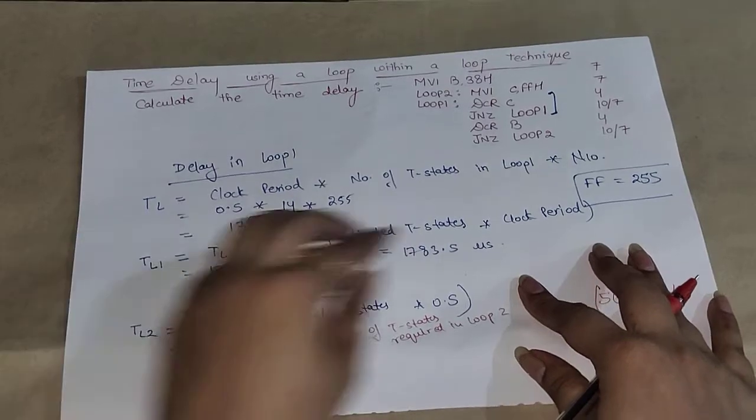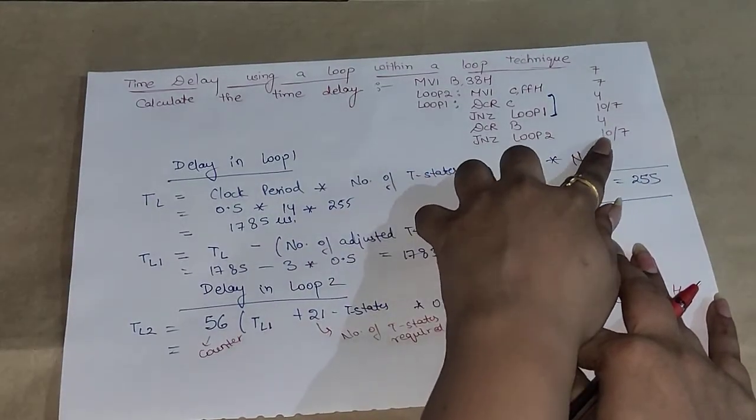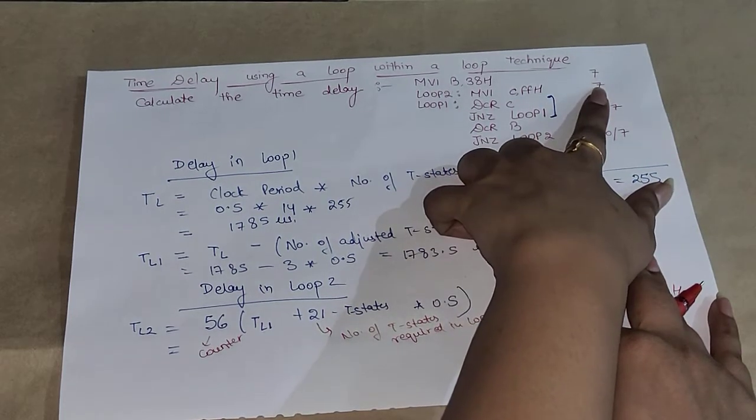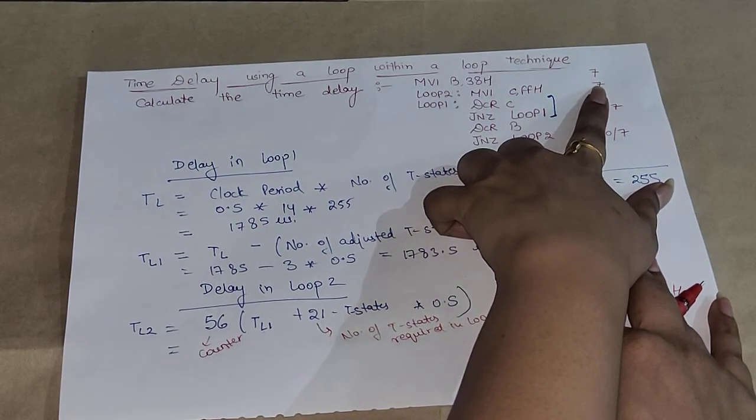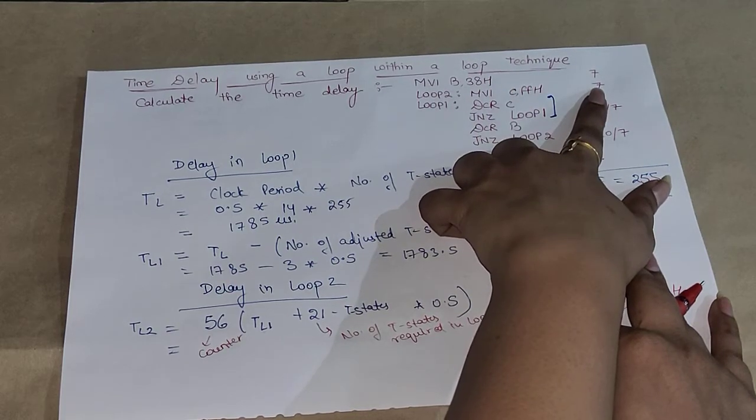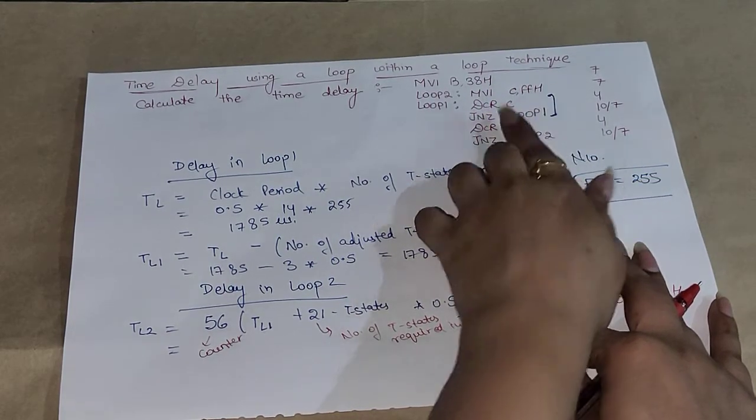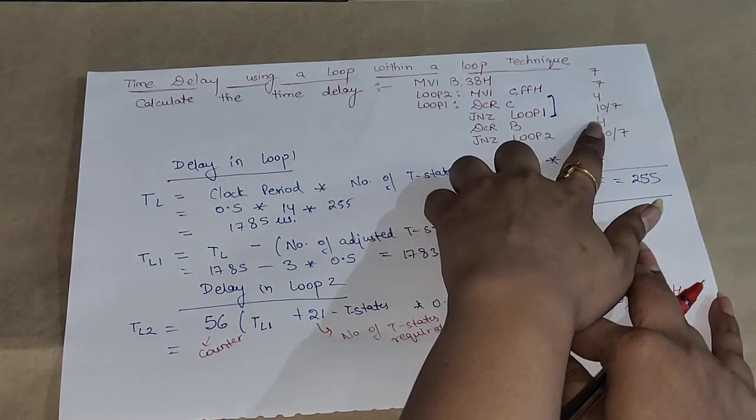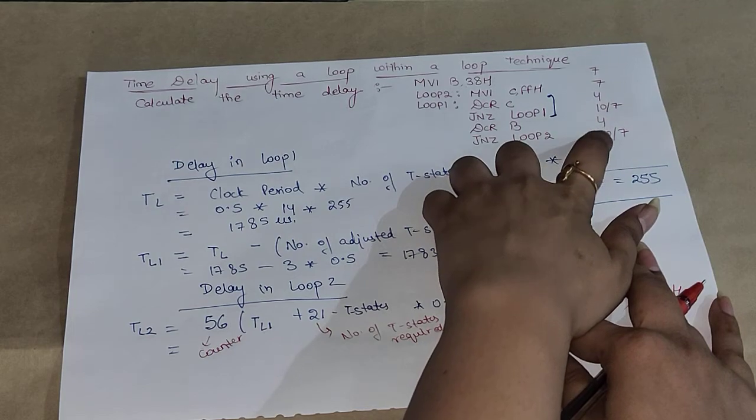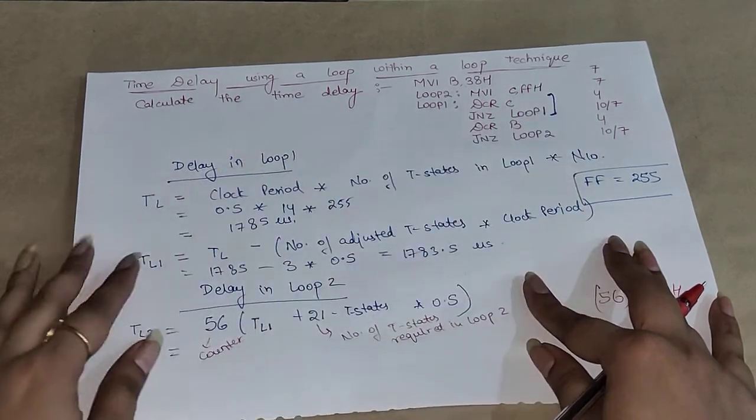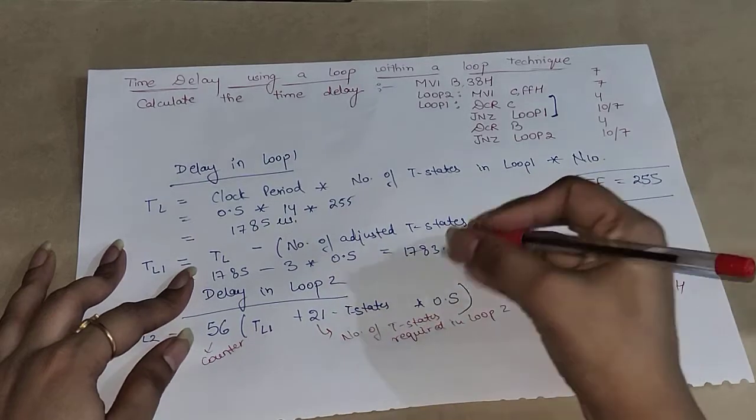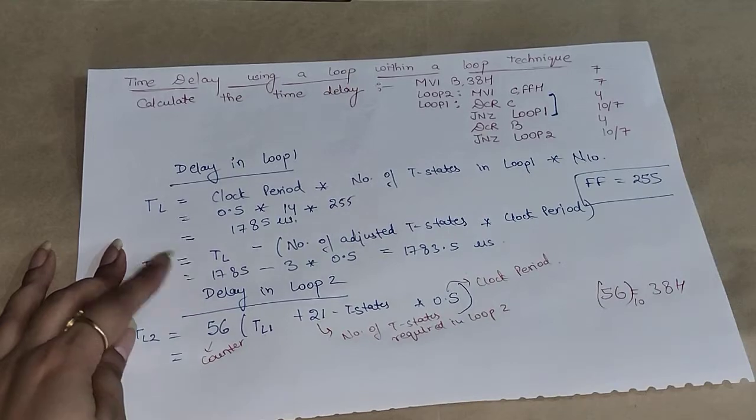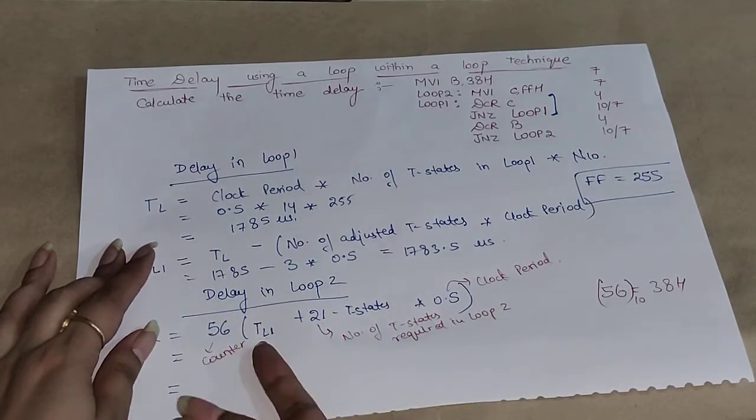How many t states are required in loop 2? 4 plus 10, 14, plus 7, 21. Where does loop 2 start? From here. So which instructions are in loop 2? MVI and these two. So 7 plus 4, 11 plus 10, 21. So that's why I have written 21. And 0.5, sorry, this is the clock period. Clear?